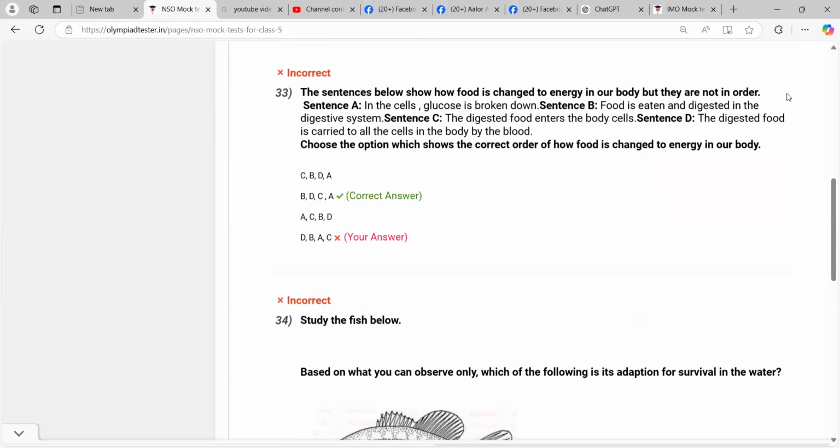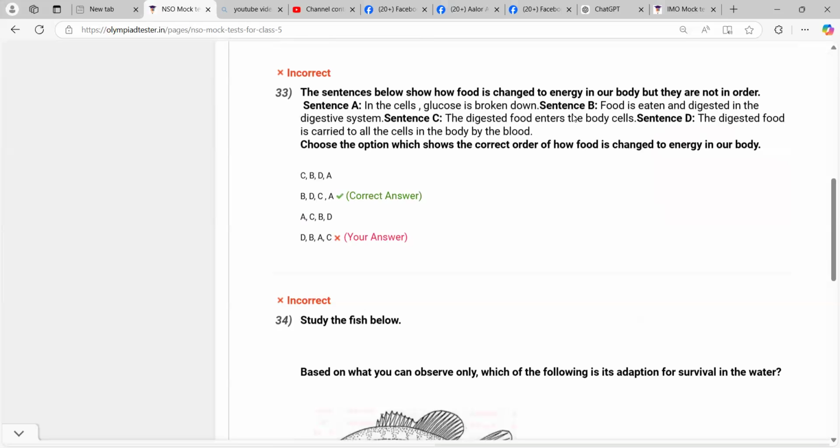Then comes D. The digested food is carried to all the cells in the body by the blood. So unless and until we eat the food, how will the food get digested? So obviously sentence D will not come in the first position. It will come in the second position, because after the food is digested, the digested food can be moved to different parts of our body.